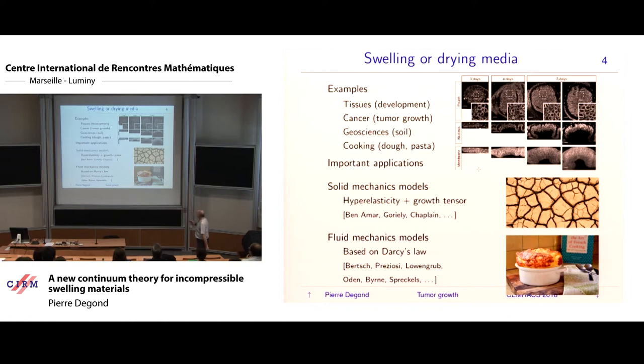Of course, you have a similar phenomenon in tumor growth, where basically cancer can be seen as some cells that restart the development cycle, but where they shouldn't do it. But of course, you have other cases where you encounter swelling or drying material. Drying material will be the contrary; the material shrinks. So that's the case, for instance, in drying soil. So you see that you find these interesting patterns of cracks, and also in cooking. And so it's a very important application for me, at least.